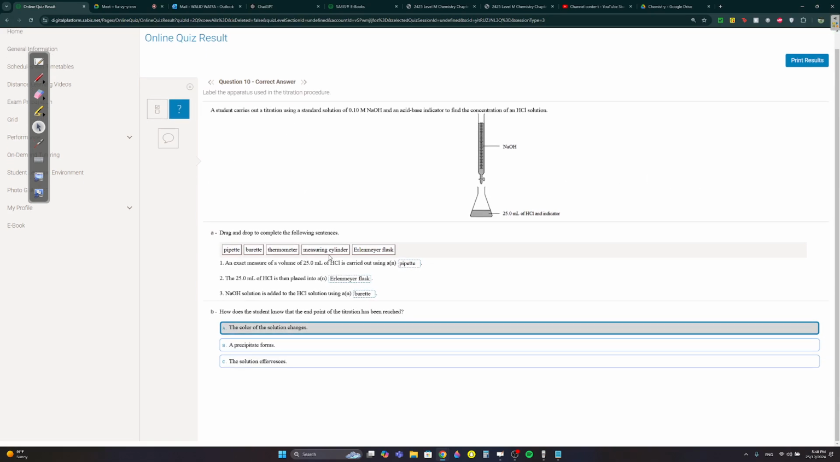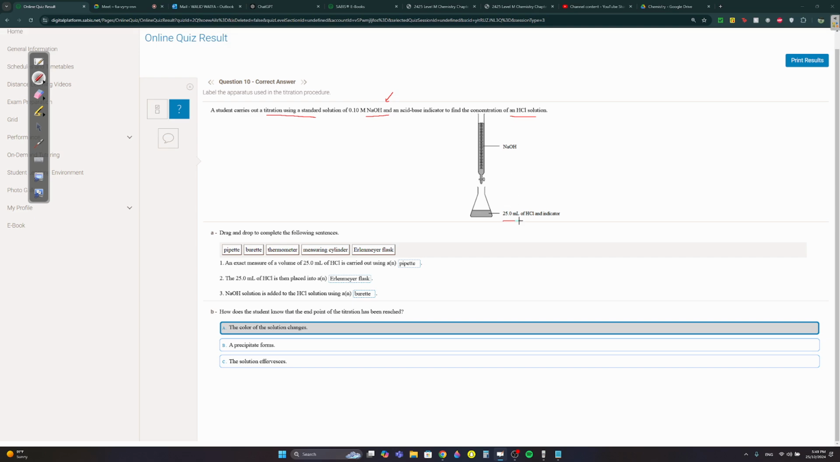A student carries out this exact question. No, it's not this one. But something similar to this came in a written part in a previous year. But I will explain it. Of course, I'm going to explain. I'll explain both. Here you're doing a titration of NaOH and an acid-base indicator to find the final concentration of an HCl.